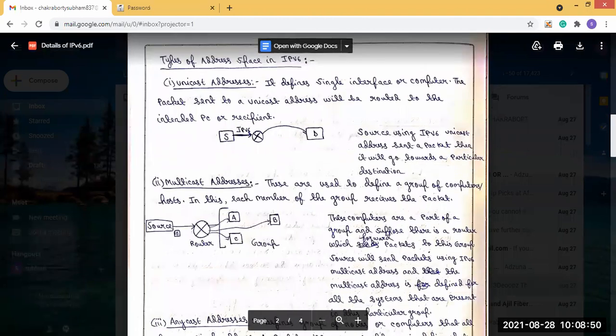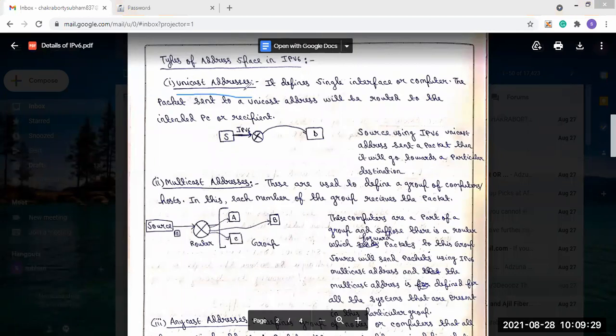Okay. So now we will move to the types of address in IPv6, the types of address we use in the IPv6 address format. There are types of address present in the IPv6 address space: the unicast address, multicast address, anycast address, and broadcasting and multicasting, and another one, the reserved address. So these are present. First we will see the unicast address.